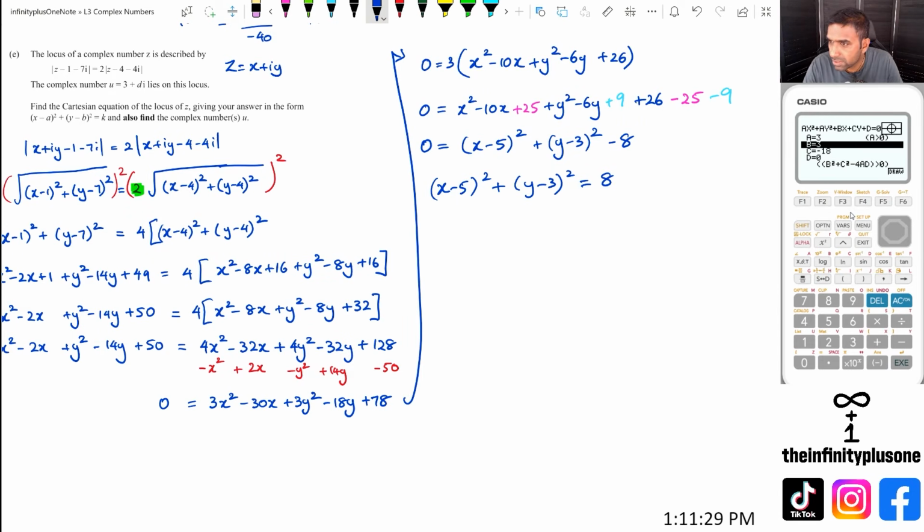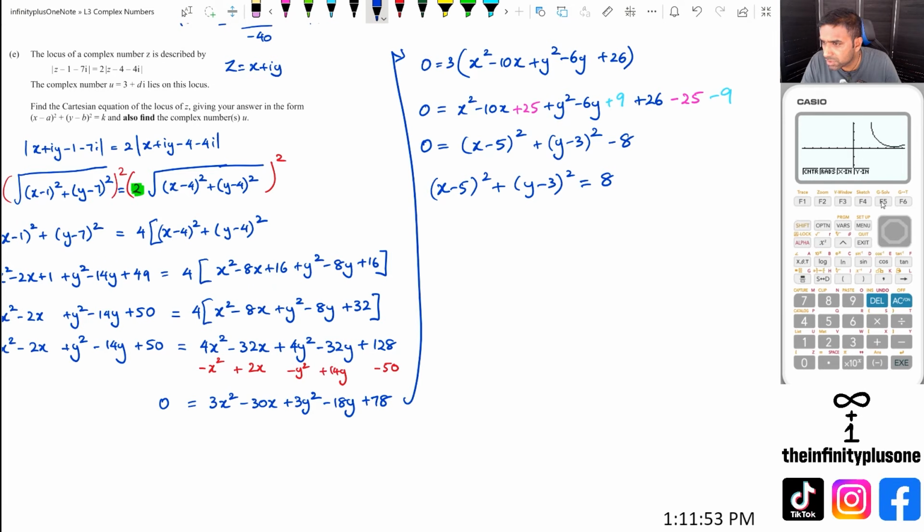Wait, what's bx? Sorry, I just got that wrong. B is negative 30. cy is negative 18. D is the constant by itself, which is 78. I think I got everything there. Cool. Let's draw that.